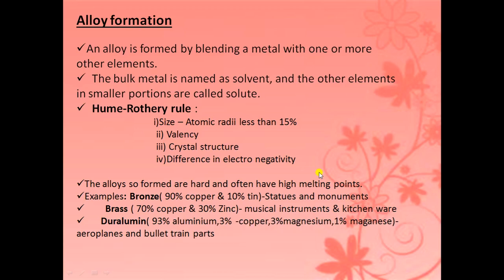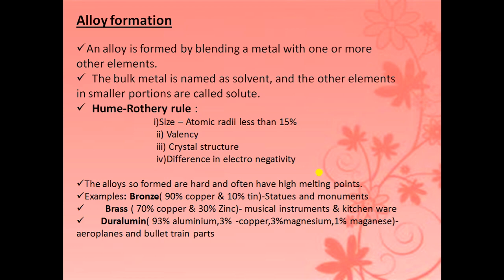Next topic is alloy formation. So first one is what is alloy. So alloy is the mixing of two or more metals. So actually it is the homogeneous mixture of two or more metals. The metal which we take in the higher proportion, we call it the solvent. Another metal which we take in the smaller proportion, we call it the solute.